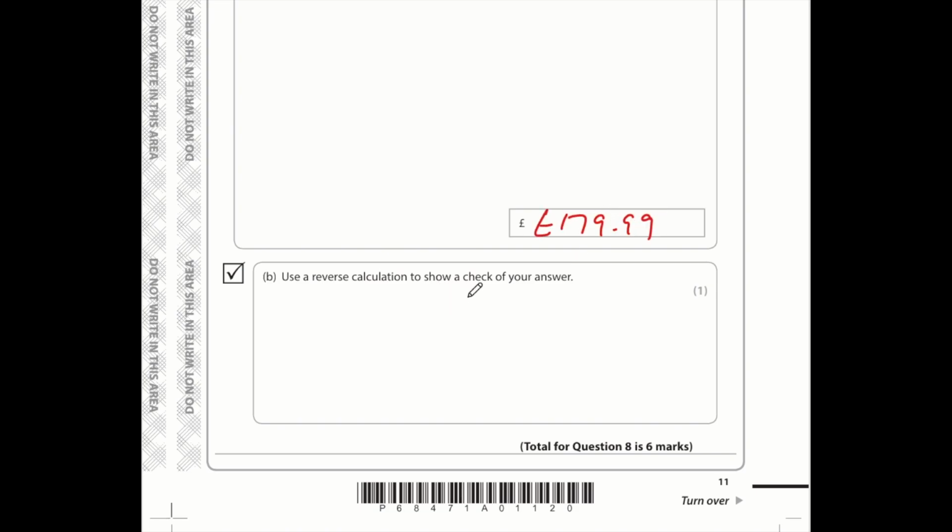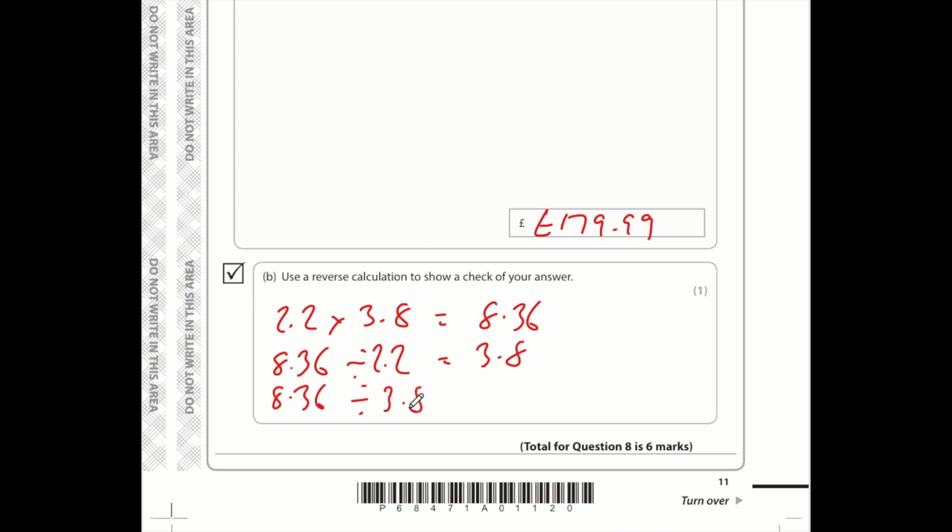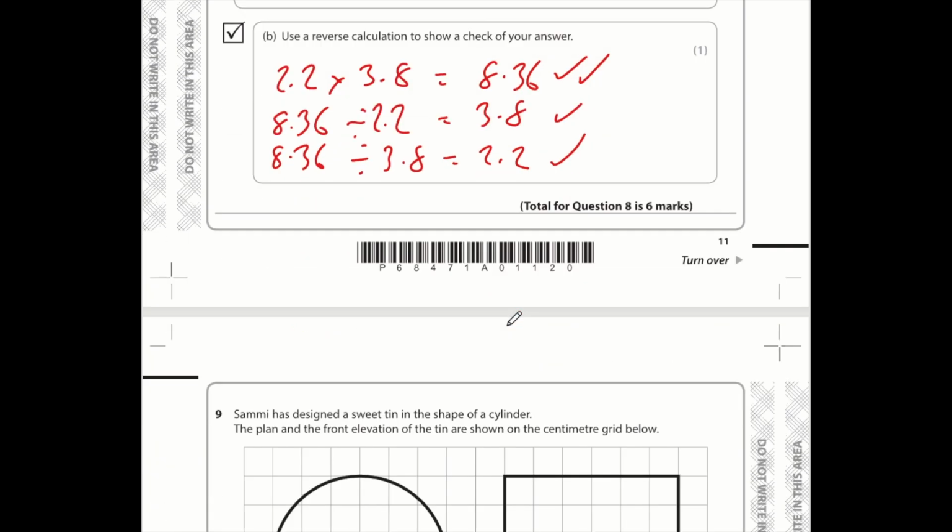Use the reverse calculation to show a check of your answer. So the final calculation we did was working out the area, 2.2 multiplied by 3.8, which gave us 8.36. I don't know why you'd perform this check, because now I'm going to do division, which is harder than what we were doing to begin with, in my opinion. So we can either do 8.36 divided by 2.2 to check that we get 3.8, or we can do 8.36 divided by 3.8 to check that we get 2.2. And since both of these are correct, then we know that the original calculation was correct as well.